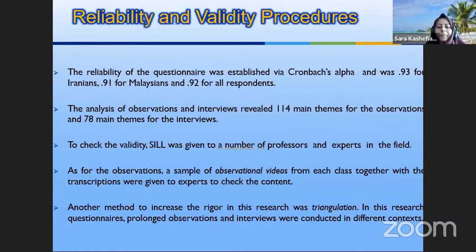Another method to increase the rigor in our research was triangulation. You know, triangulation means the use of different ways. In this research, we used questionnaires, prolonged observations, and interviews in different contexts.